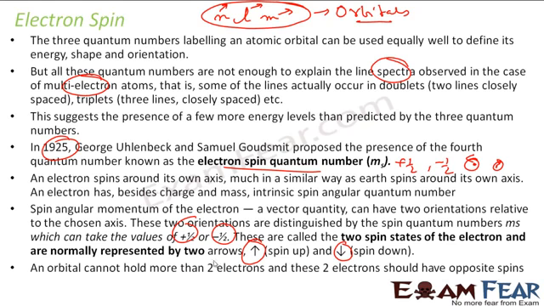Now, orbitals cannot have more than 2 electrons, and these 2 electrons should have opposite spin. Please note, one orbital, I have told already, cannot have more than 2 electrons, and these 2 electrons should have opposite spin. At the max it can have 2 electrons, it can have 1 electron also. The valence electron orbitals generally have 1 electron.